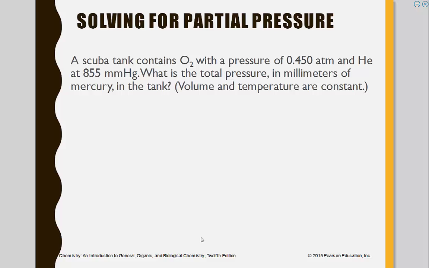Alright, so let's take a look at a few practice problems. A scuba tank contains oxygen with a pressure of 0.45 atmosphere and helium at 855 millimeters of mercury. The first thing that you should notice is the fact that one's in atmospheres and one's in millimeters of mercury. Those have to be the same units. What is the total pressure in millimeters of mercury? So that tells us what we actually need to do. So we need to convert the atmospheres to millimeters of mercury.